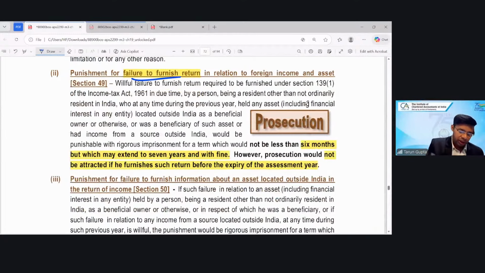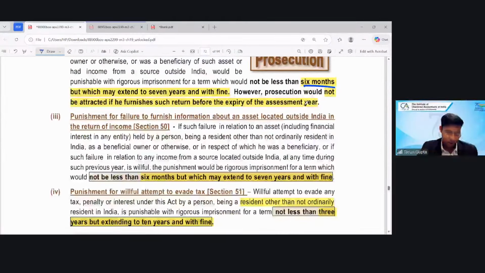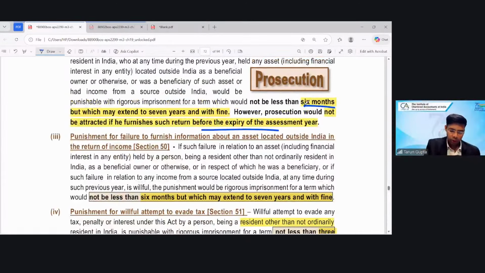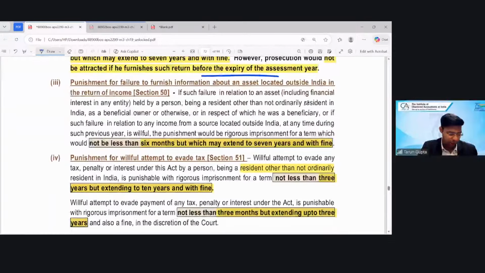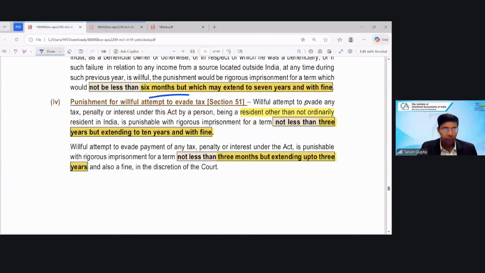If there is a failure to furnish the return, then the prosecution is 6 months to 7 years. But no prosecution if the return is furnished before the expiry of the assessment year, similar to income tax. If you could not furnish the information about the asset located outside India, the prosecution is 6 months to 7 years, with fine. If there is a willful attempt to evade tax by any person being a resident, ROR, then the prosecution is 3 months to 10 years. And other than ROR, then 3 months to 3 years.